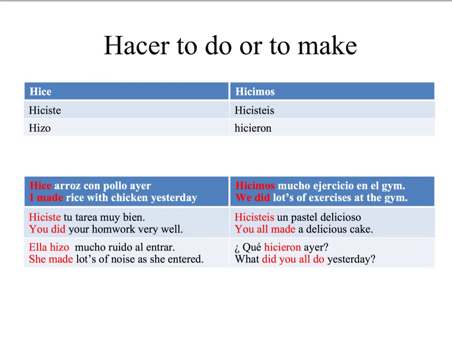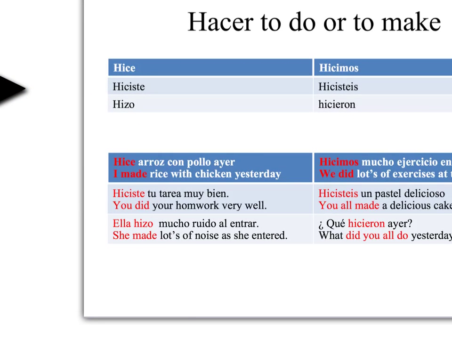Now let's take a look at the verb hacer in the preterite. So here we have hacer is hice. Let's move this over here with my hice, hiciste, hizo, hicimos, hicisteis, hicieron. And here we have some examples.